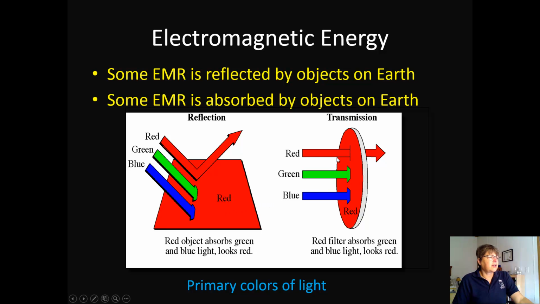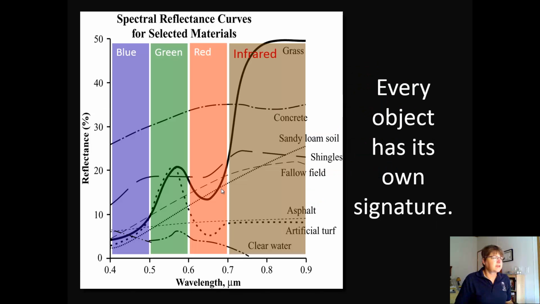What's happening here is transmission. If you have a red filter, like a camera filter, it will allow the red to go through and absorb the green and blue light. So the light coming through will look red. So that's transmission. But reflection is what we usually are looking at when we're using satellite imagery.